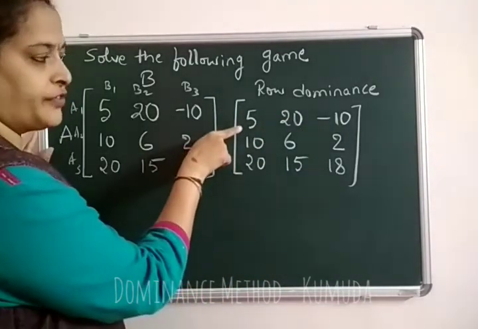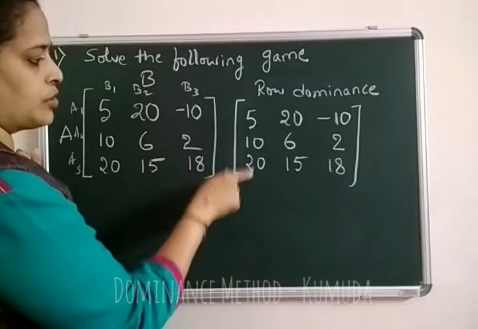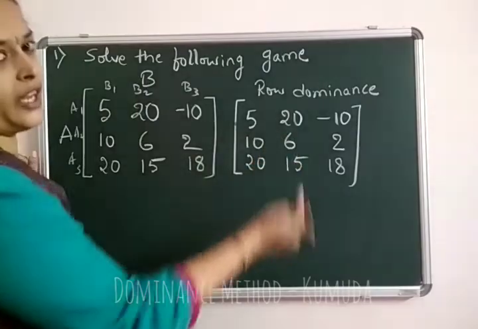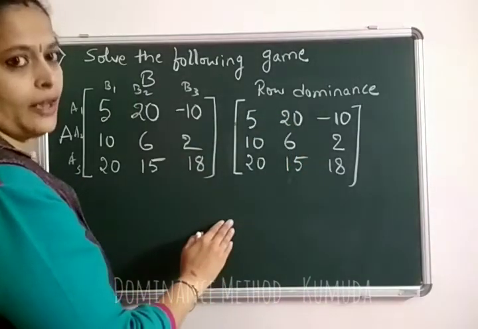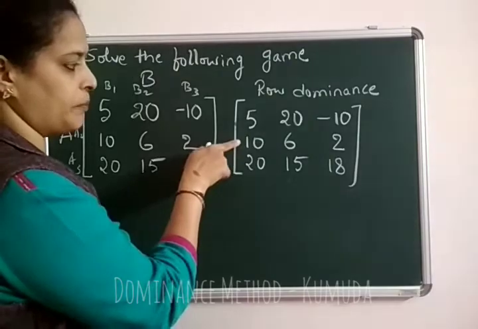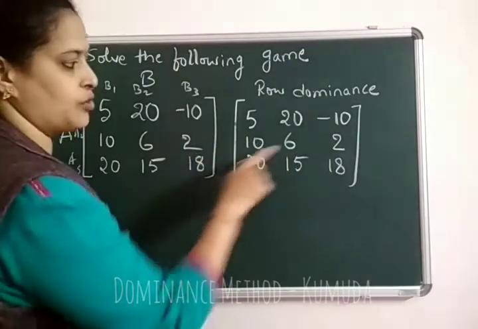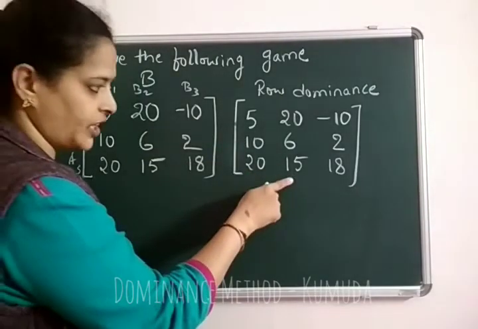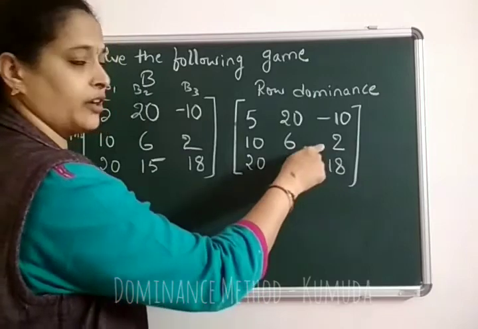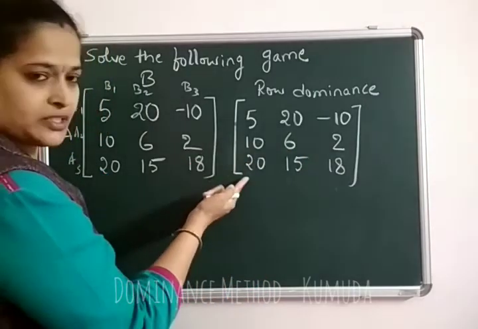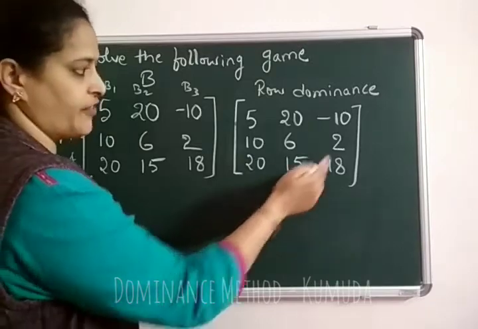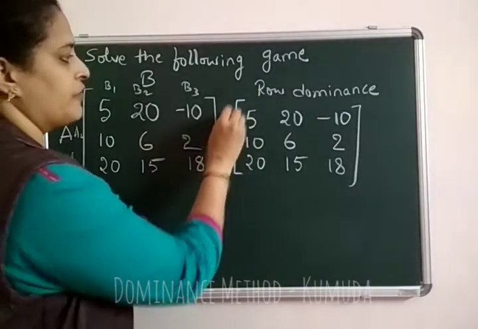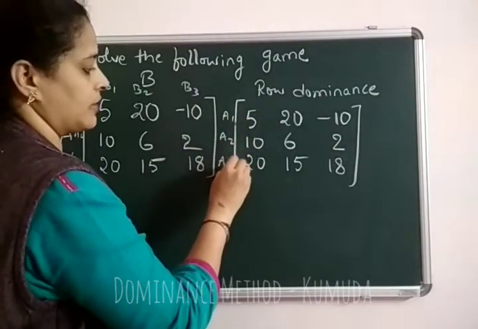Now same thing. I take the first row and compare it with the last row. So 20 is more than 5. It is satisfied. But 15 is not more than 20. So again it fails. So the first row is not matching with anything. Now we will compare the second row and the third row. Now we can clearly see that 20 is more than 10, 15 more than 6, 18 is more than 2. So I repeat, 10 is smaller compared to 20, 6 is smaller compared to 15, 2 is smaller compared to 18.